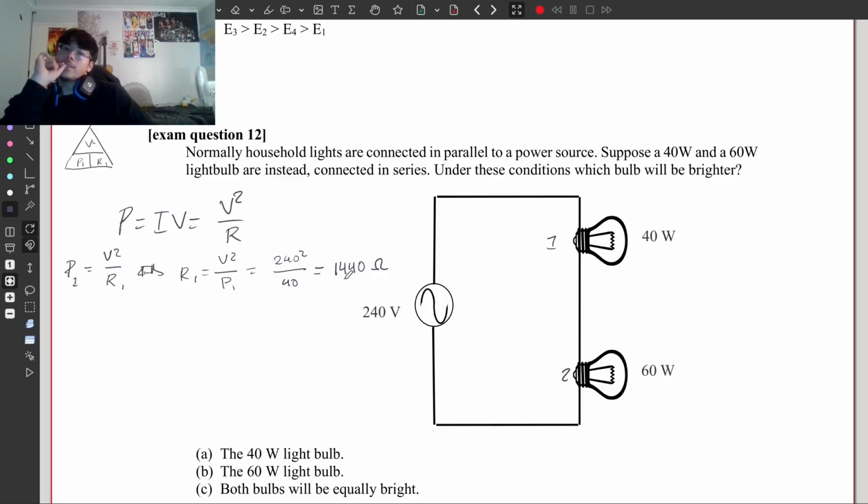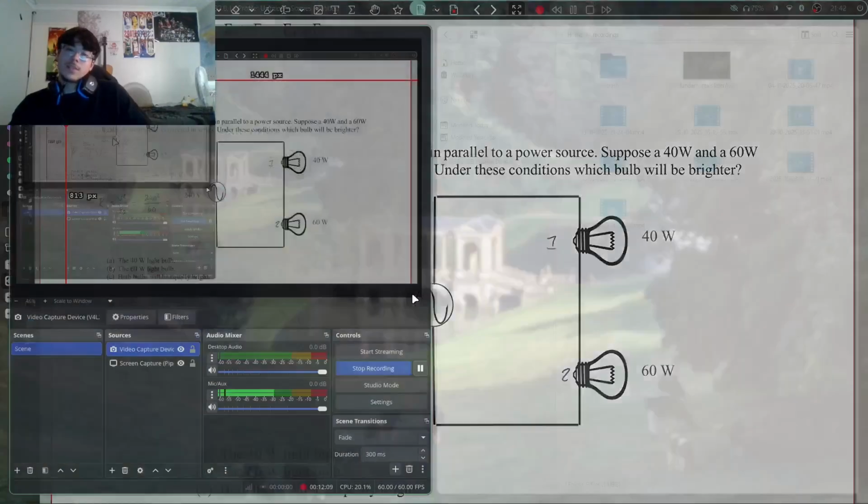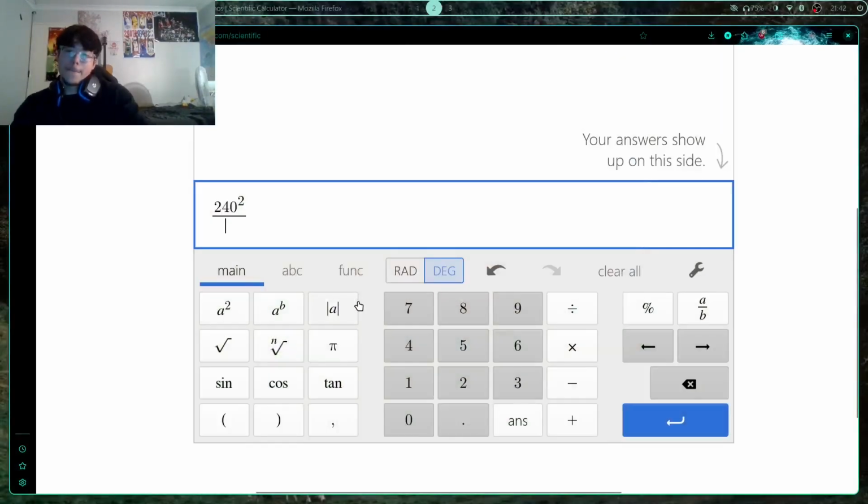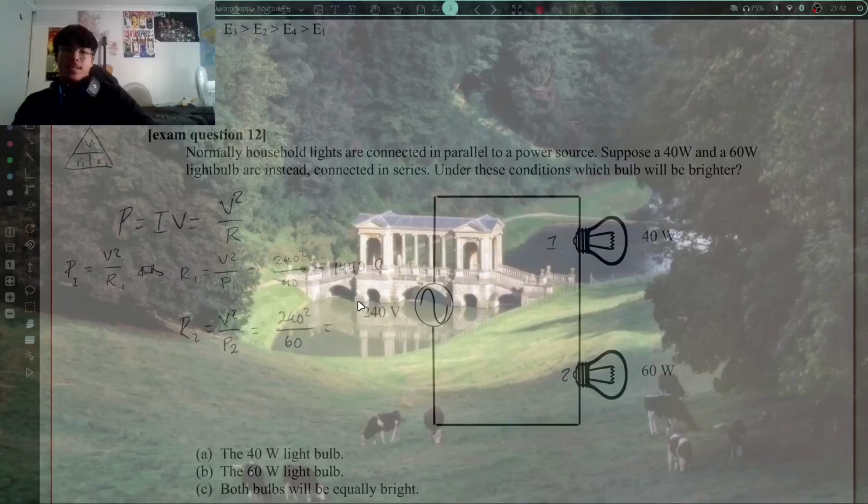Okay. So do that, and then we find the resistance in the second one. So R2 is equal to V squared on P2, which is equal to 240 squared over 60, which is 960.